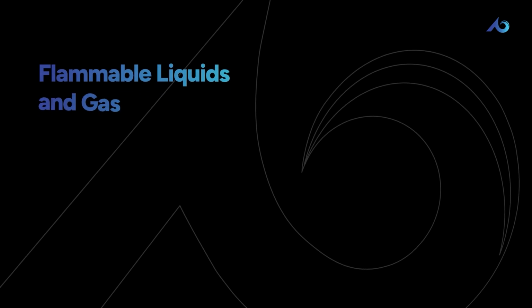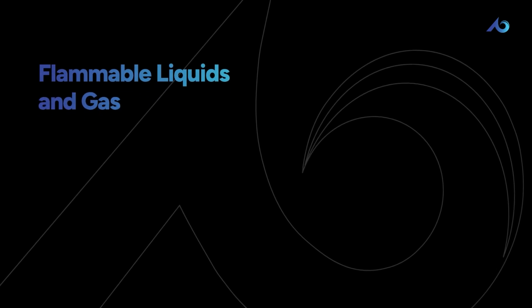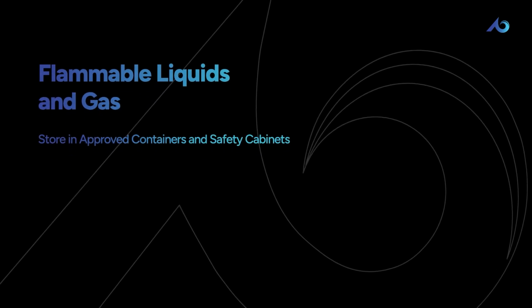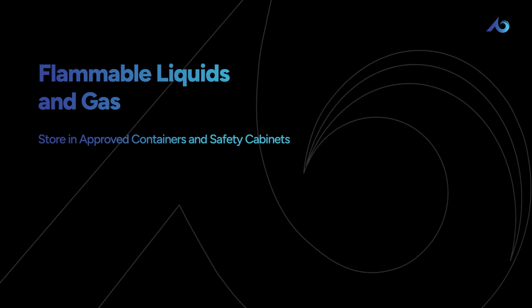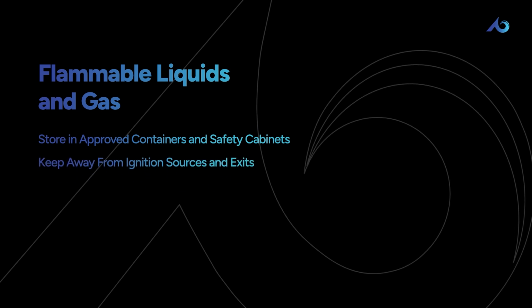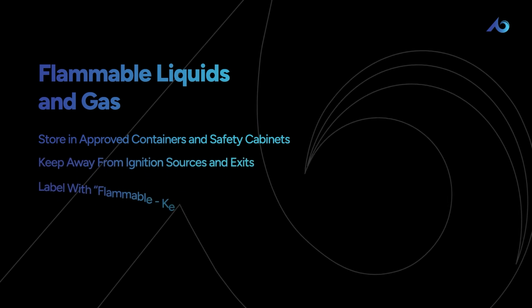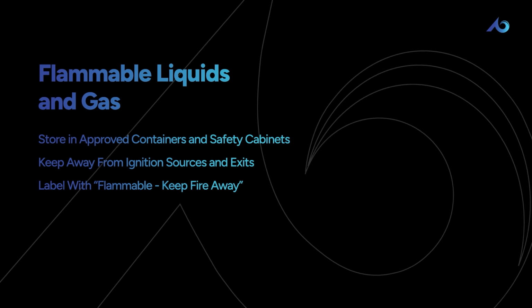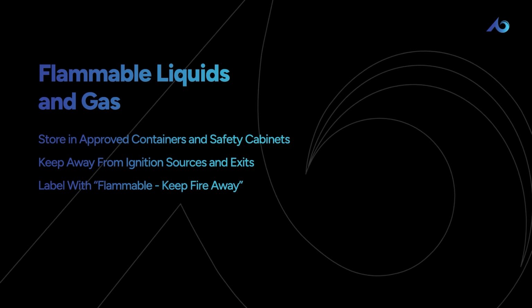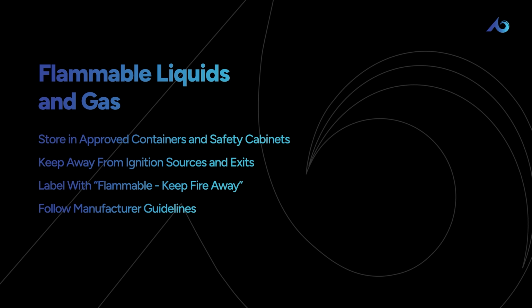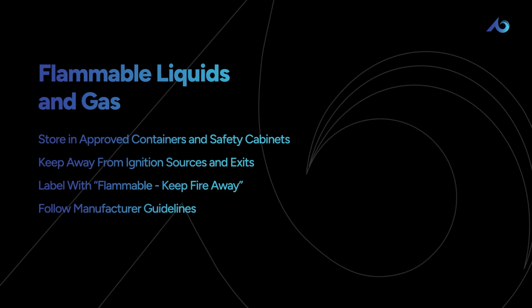To minimize the risk of fires involving flammable materials, store any flammable liquids or gases in approved containers and safety cabinets, kept far away from any ignition sources and emergency exits. Safety cabinets should also be clearly labeled with "Flammable, keep fire away." Always follow the manufacturer guidelines for safe handling, using personal protective equipment as needed when working with these materials.